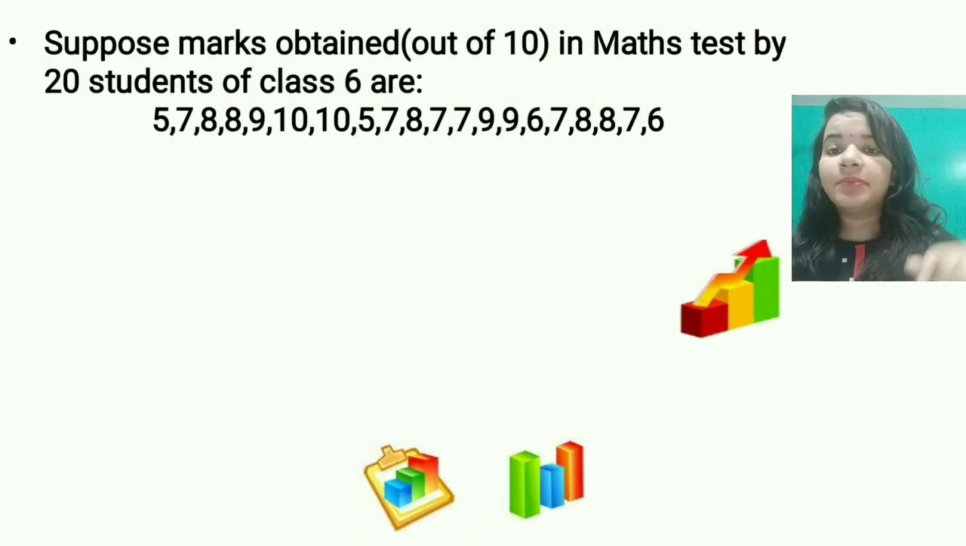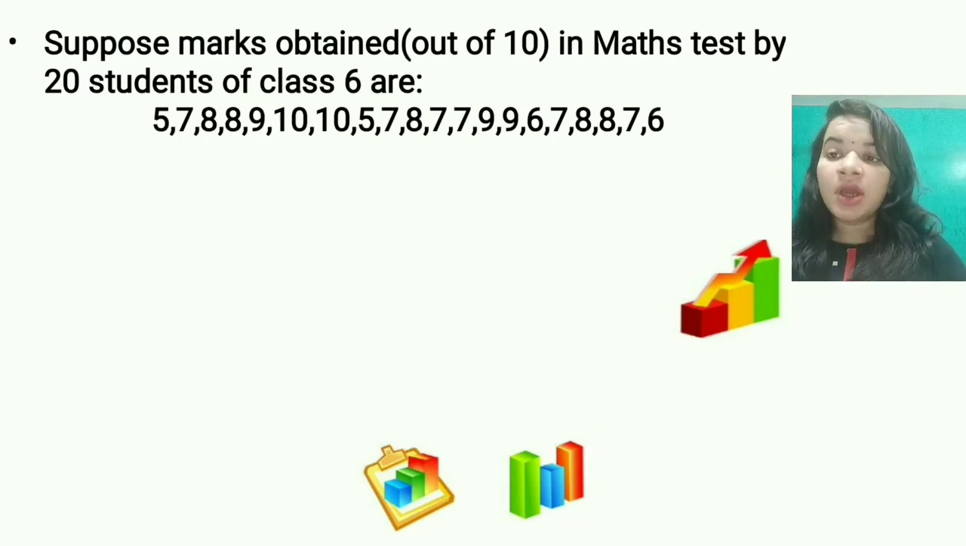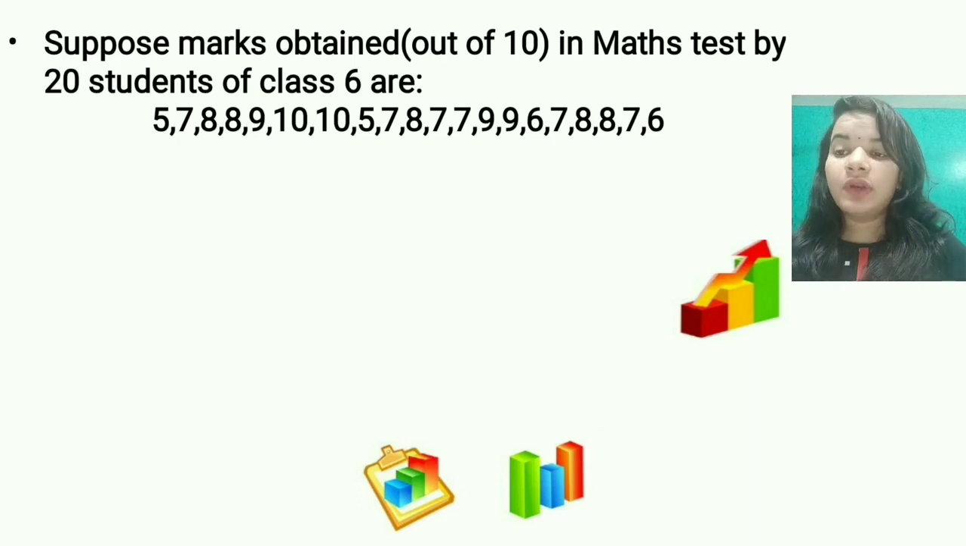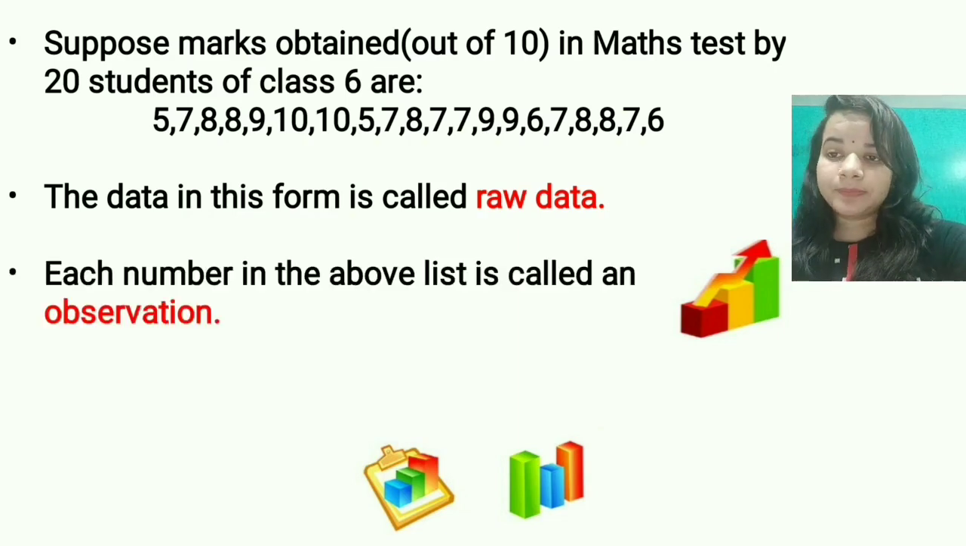suppose I have taken an example here. Marks obtained in maths test by 20 students of class 6. Okay, all the marks are out of 10. And the marks obtained are given below like 5, 7, 8, 8 and so on. These are the marks obtained by 20 students of class 6. So this type of data that you randomly note down is known as raw data. Okay, such type of data is your raw data.